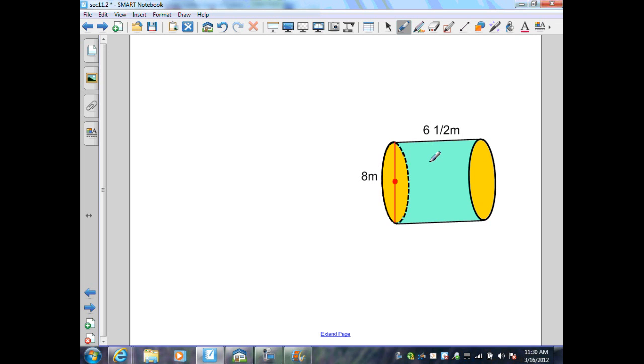Again, they want us to find the surface area of this cylinder and round to the nearest whole number. Recall, the surface area is equal to the lateral area, which here, since I'm given a diameter, is going to give me pi times d times h, plus the area of the bases, which is 2 pi r squared. When I substitute, I'm going to get the diameter, which is 8, times the height, which I know is 6.5.